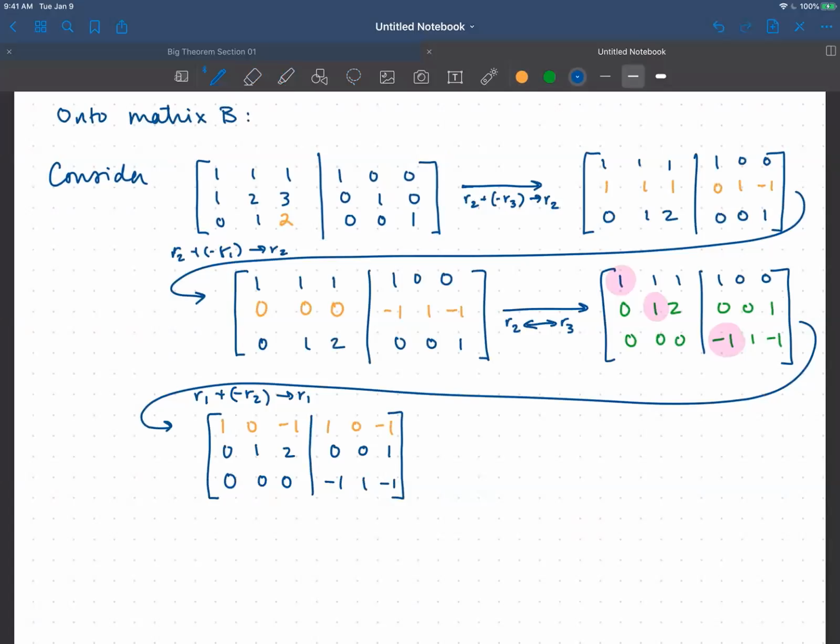So at this point, I see that the reduced row echelon form of the matrix B is not equal to the 3 by 3 identity matrix, and therefore B inverse does not exist. So B is singular.